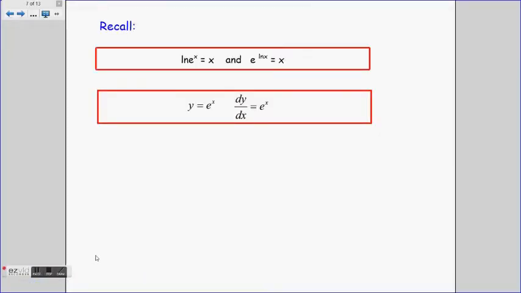Just one more reminder before we move into the next section of this lesson: ln e^x is just equal to x, and e^(ln x) is equal to x. And the derivative of y equals e^x is simply e^x. So just something to keep in mind as we move into the next part of our lesson, in which we will start to differentiate harder functions.